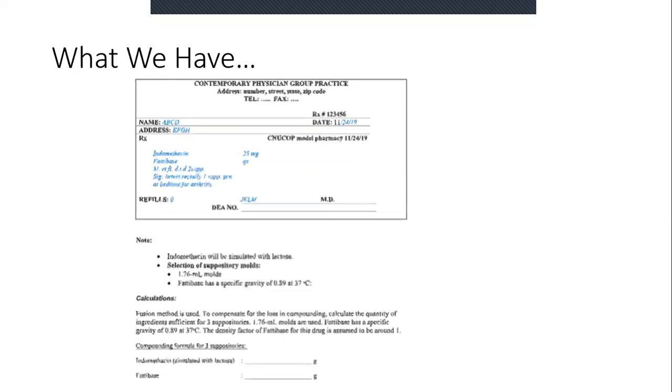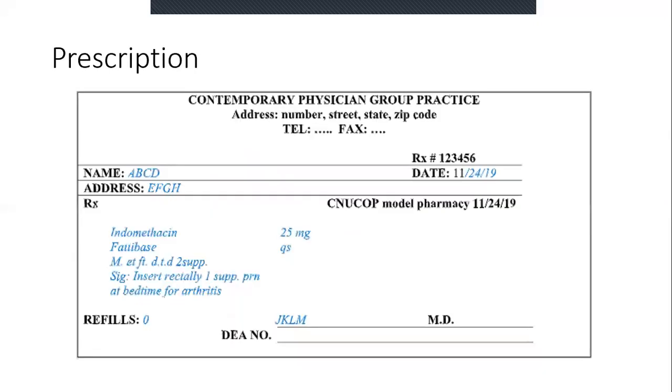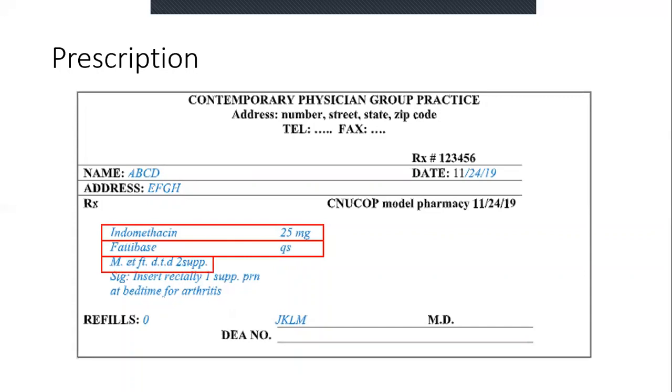So what we have to begin with is our prescription. This is what we will be working from. But first, before we start working on calculations, let's interpret what this actually means. So we will look at the prescription portion first. The API is indomethacin, and we see the formula calls for 25 milligrams. The oleaginous base is fatty base, and we see that the formula for the quantity is listed as QS, which means quantity sufficient. The compounding directions are listed here, which translate to mix and make.